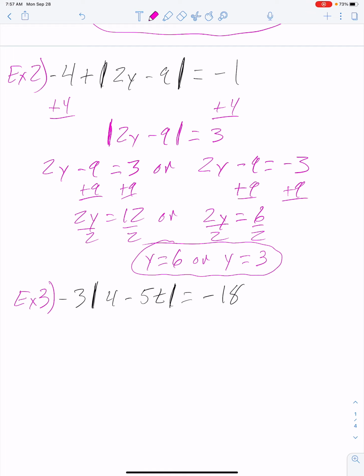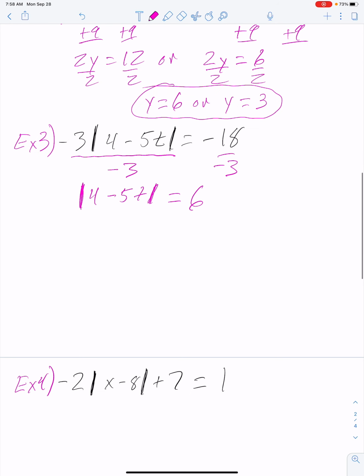In the third example, we can see that we've got negative 3 times our absolute value. And as if we were trying to solve the absolute value as if it was its own variable, my first step is going to be to divide both sides by negative 3. This is going to isolate my absolute value, which means that I'm now ready to set up my 2 separate equations. 4 minus 5t equals 6, or 4 minus 5t equals negative 6.